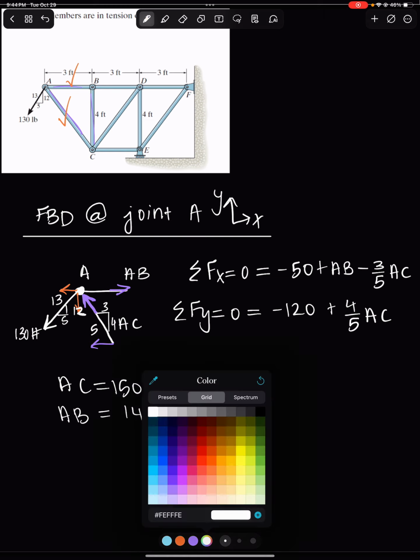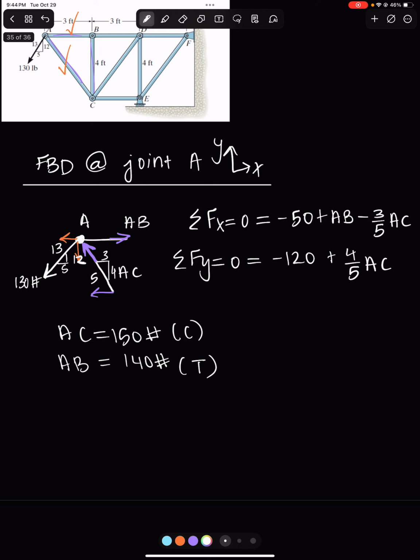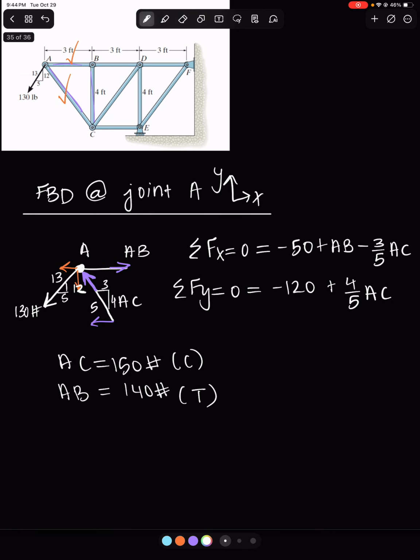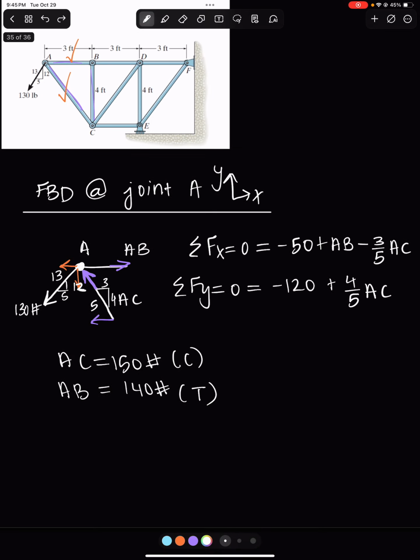Now I'm going to do a free body diagram at joint C, because remember, you can only have two unknowns, and at joint C, we don't know CD and we don't know CE. Remember, the member BC, we know this is 0, so I'm not going to include it in the free body diagram at joint C.